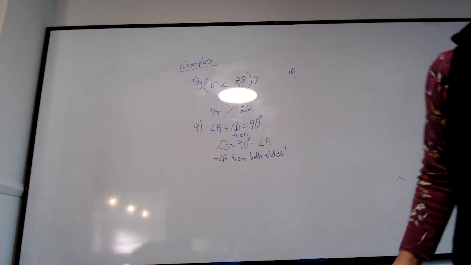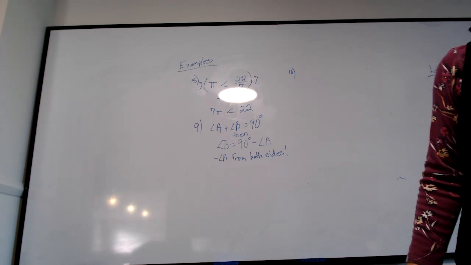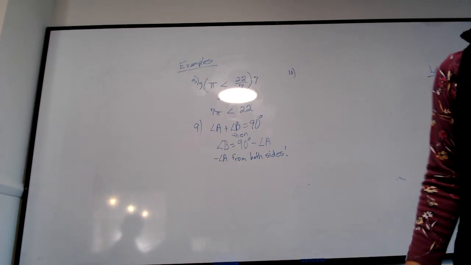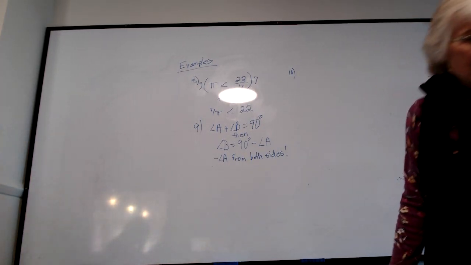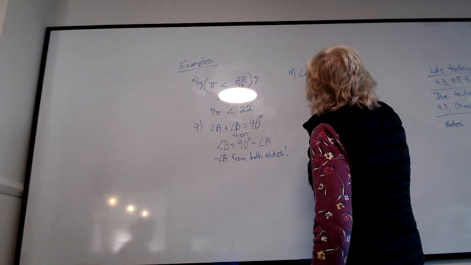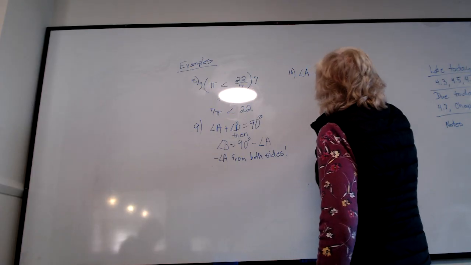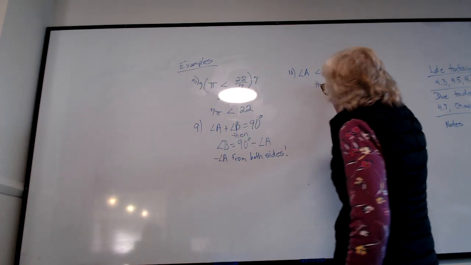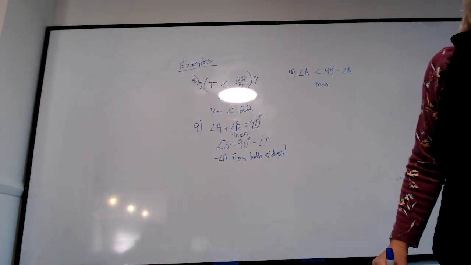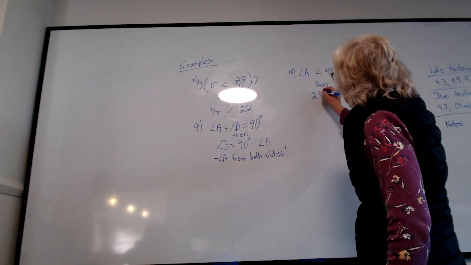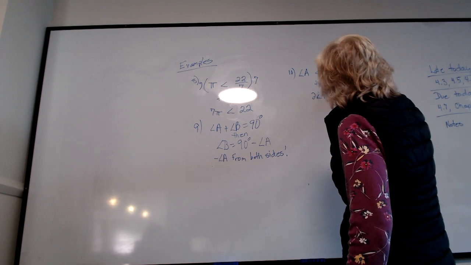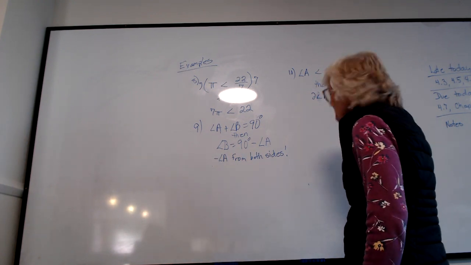The next one says if you have angle A is less than 90 minus A, this is what we have. Angle A is less than 90 degrees minus angle A. Then you can say that 2 times angle A is less than 90 degrees.